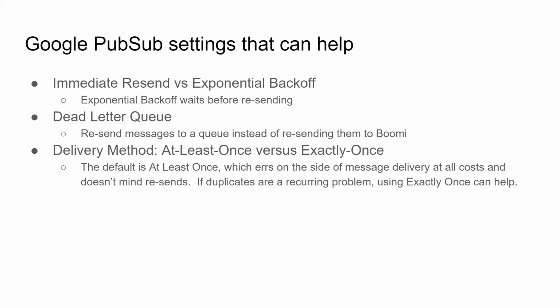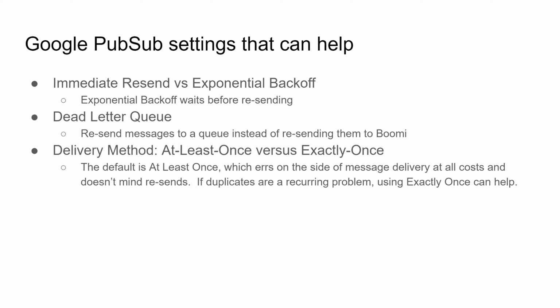The delivery method is one possible option that you can have, which is at least once and exactly once. It defaults to at least once. As we say here, this errs on the side of message delivery at all costs. It will resend, it will do whatever it can to make sure that message gets across. It can and will resend messages.